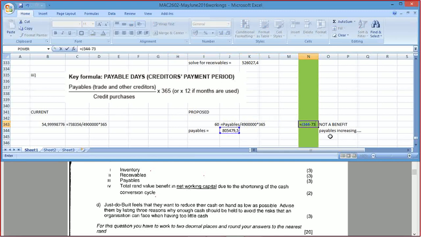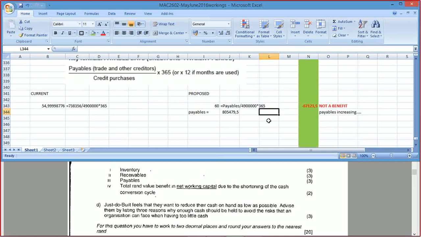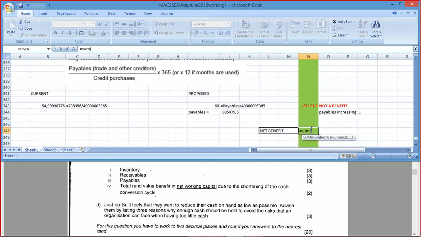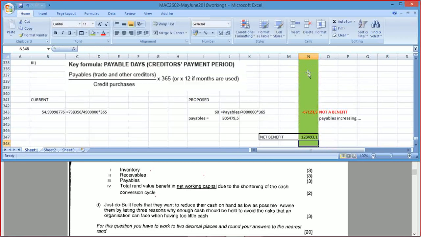Okay, so this minus 738,356. Okay, that's a negative. Why is it a positive? Oh, wrong way around. 738,356 minus this. Okay, there we go. Right, what else? That's all we've got. So net benefit is the sum of those three amounts. There we go. There's the net benefits.